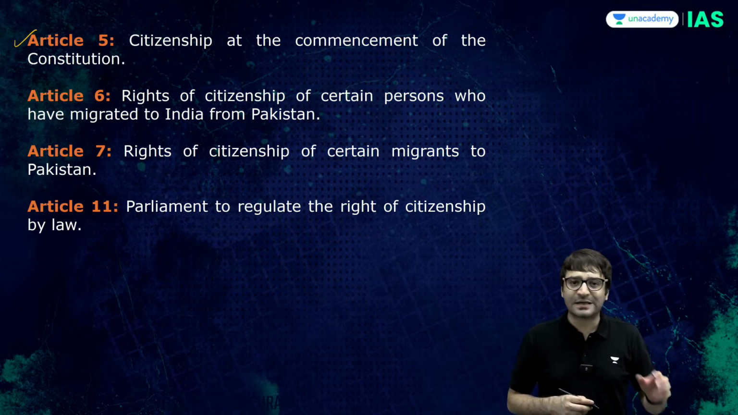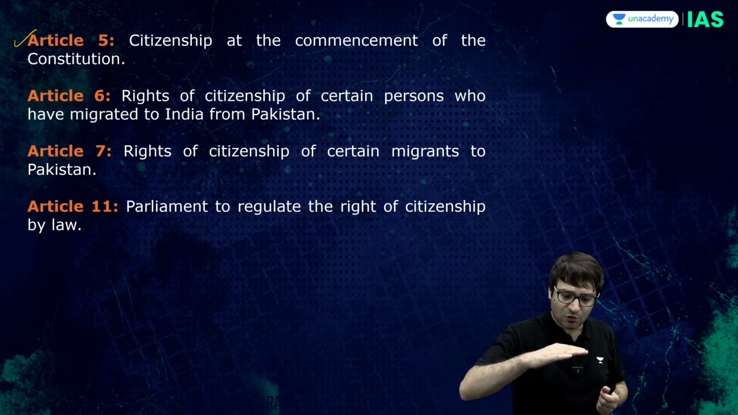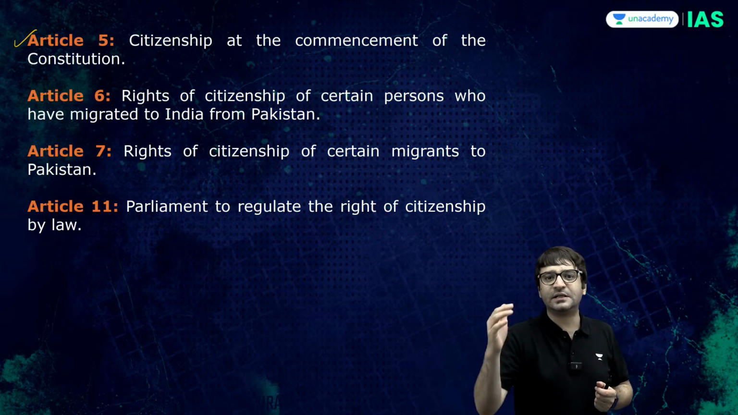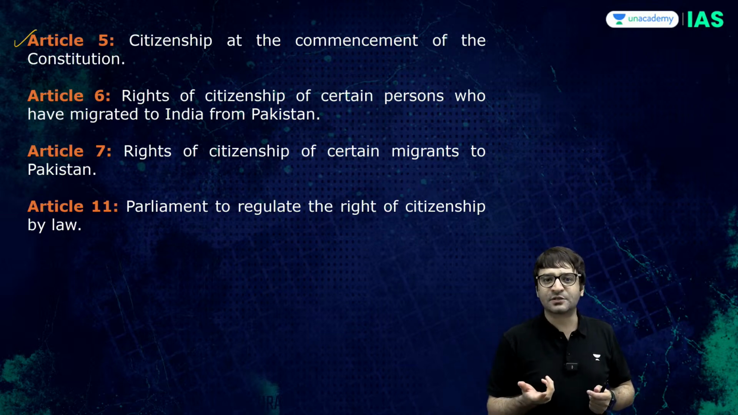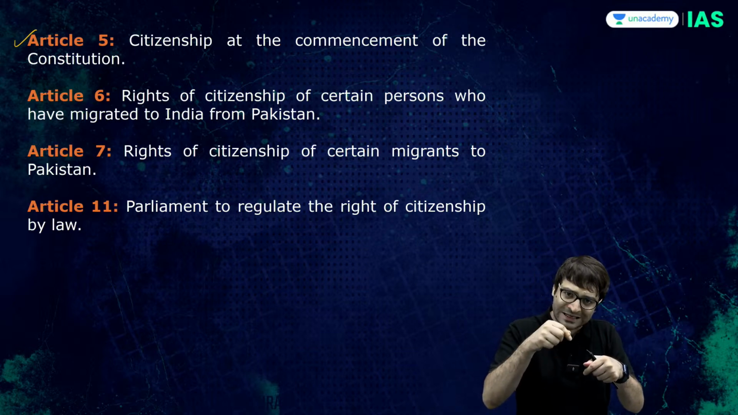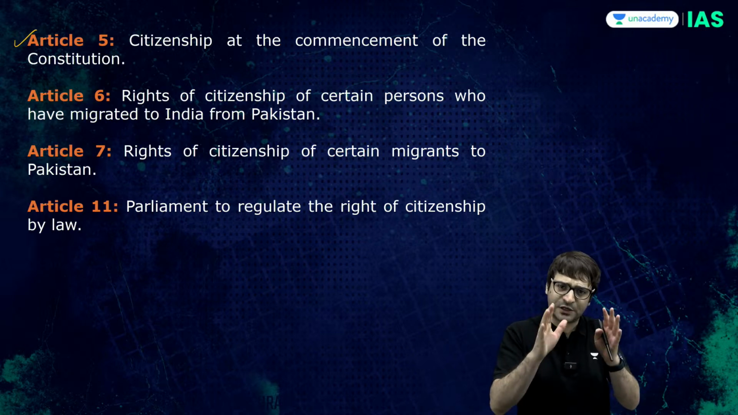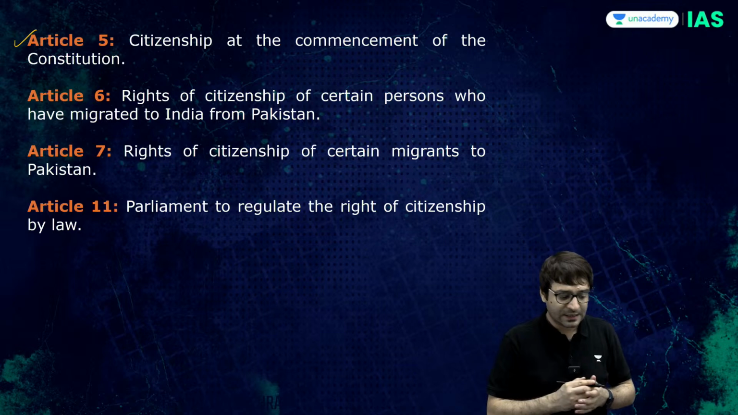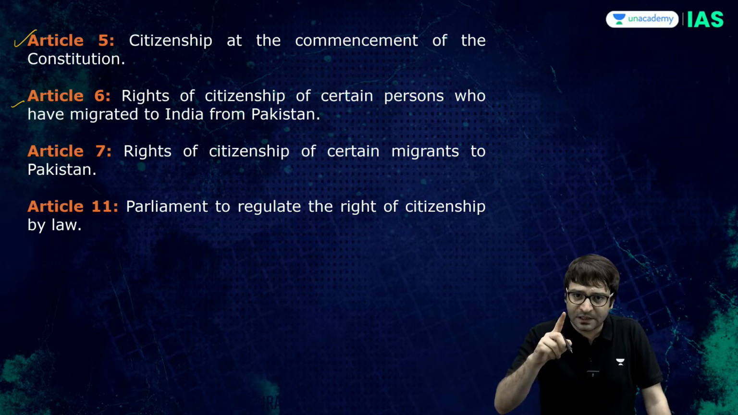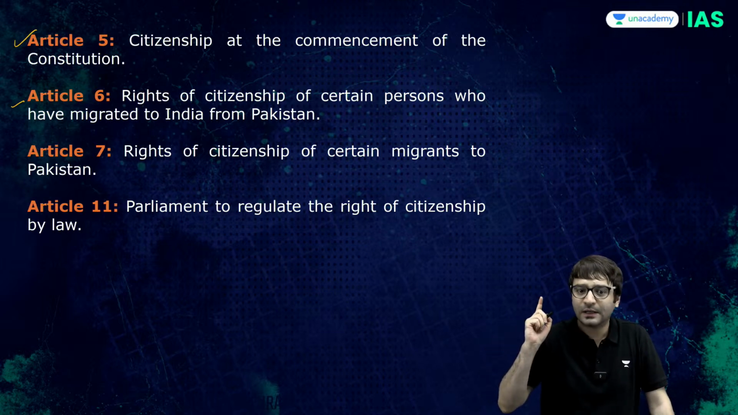Article 5 talks about citizenship at the time of the commencement of the Constitution. So, on 26 January 1950, who could have been the citizen of India? Who was born on the soil of India? Who has ordinarily resided in India for 5 years? Such were the conditions to be a citizen of India. So Article 5, remember, talks about citizenship at the time of the commencement of the Constitution.